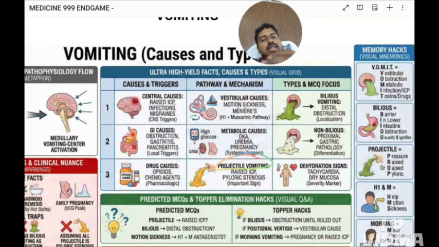Then what is projectile vomiting? Projectile vomiting means the patient will vomit and it won't just soil the clothes. It will be forcefully expelled out, and this won't be associated with nausea. It will be sudden, forceful projectile vomiting. So that is called projectile vomiting.